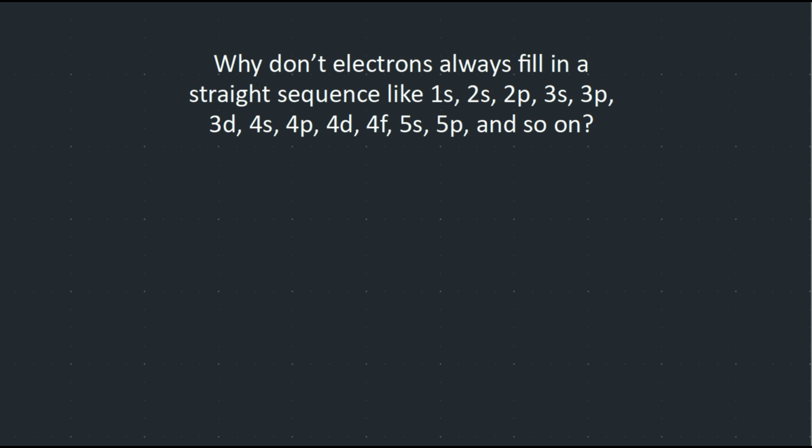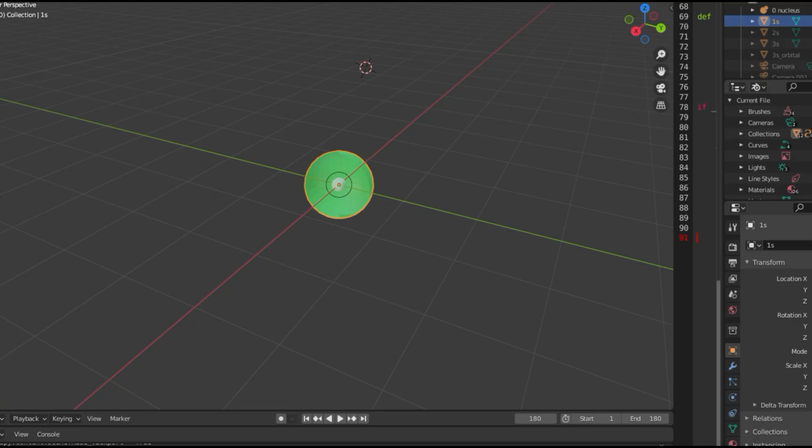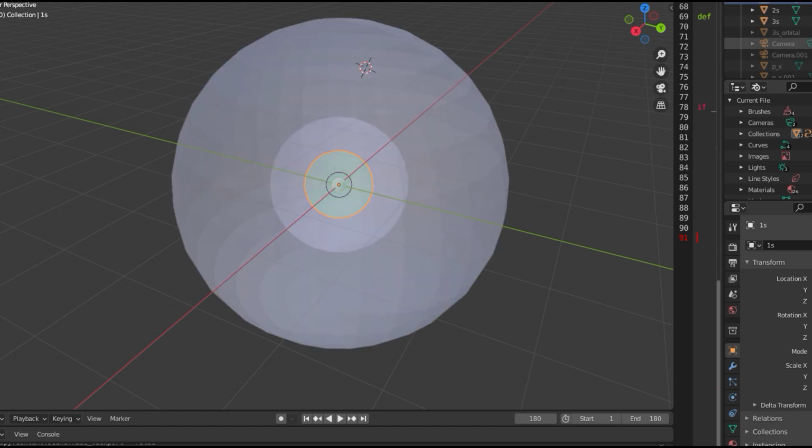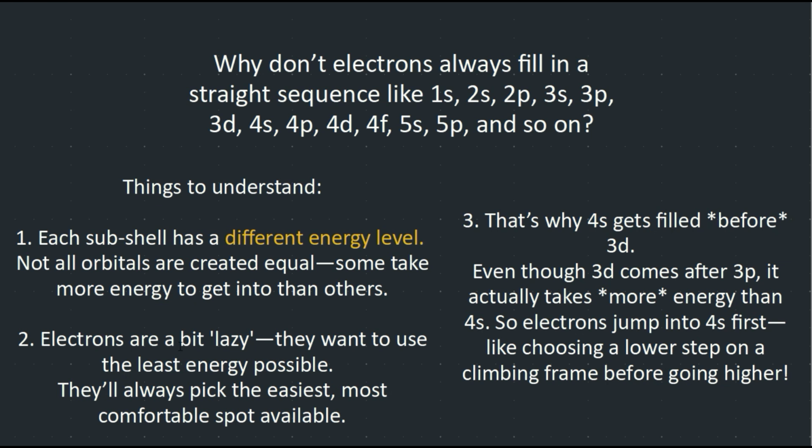So I'm giving an oversimplified answer. So this is the answer, right? To understand this, each subshell has a different energy level. So the energy that this space will have is different than this, and so on and so forth. Okay, right? That's the very first thing.